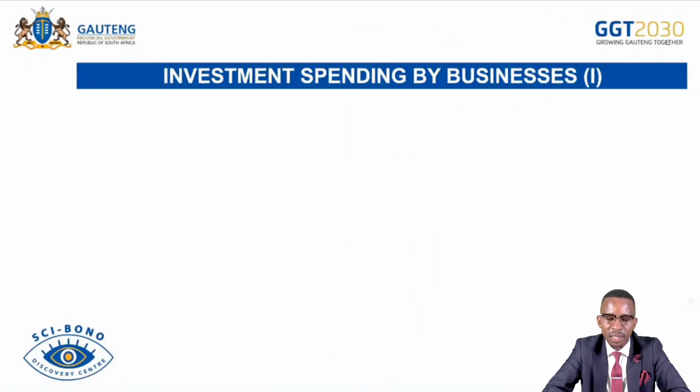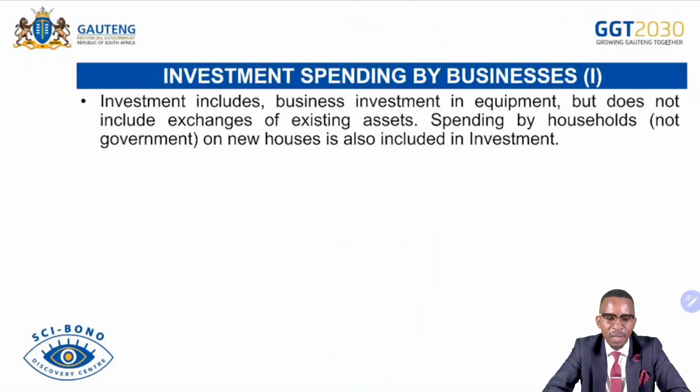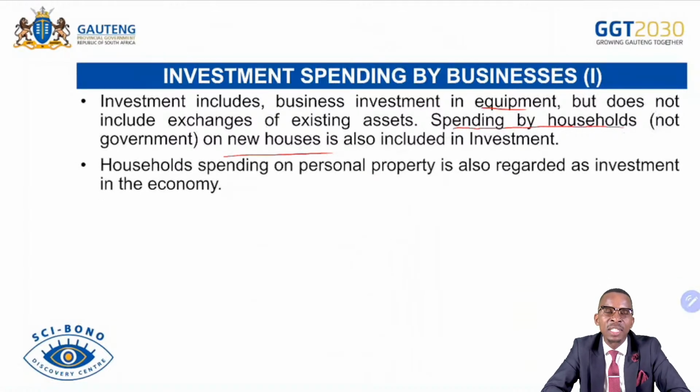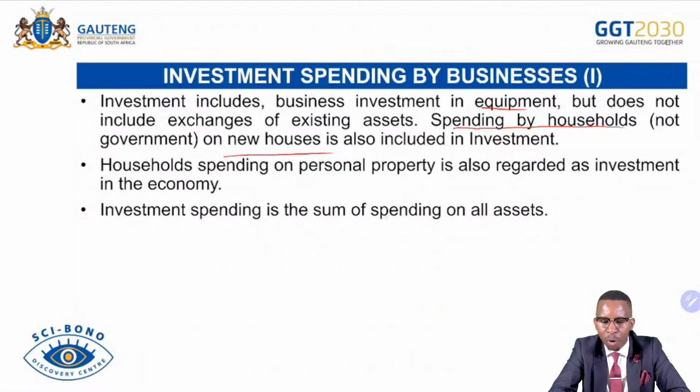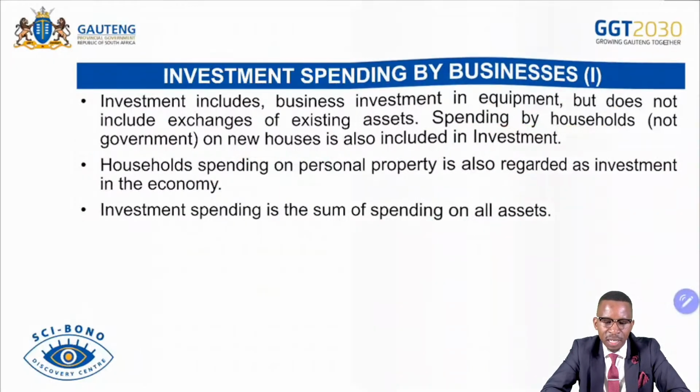Investment spending by businesses, which is known to be I. Investment includes business investment in equipment, but does not include exchange of existing assets. Spending by households, not the government, on new houses is also included in investment. Whenever households are buying houses, that's a part of the investment. Household spending on personal property is also regarded as a part of the investment in the economy. Investment spending is the sum of spending on all assets in the economy. That is regarded to be investment spending.